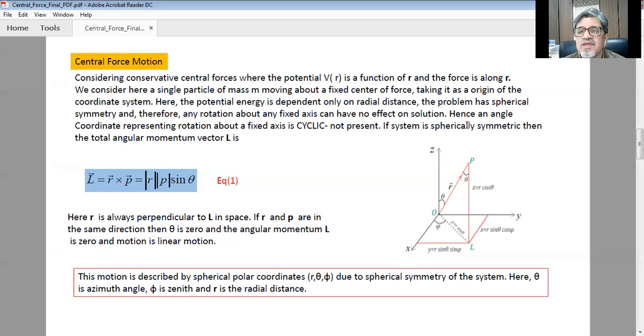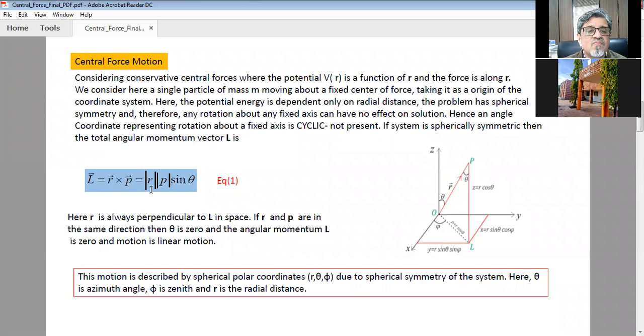If the system is spherically symmetric, then the total angular momentum vector L is represented as L = r cross p, and like that, |r||p| sin theta. Here r is always perpendicular to L because it is a cross product, so these three are mutually perpendicular to each other. And if r and p are in the same direction, if sin theta is equal to 0 or theta is equal to 0, then the angular momentum L is 0 because sin theta is 0, the cross product is 0.